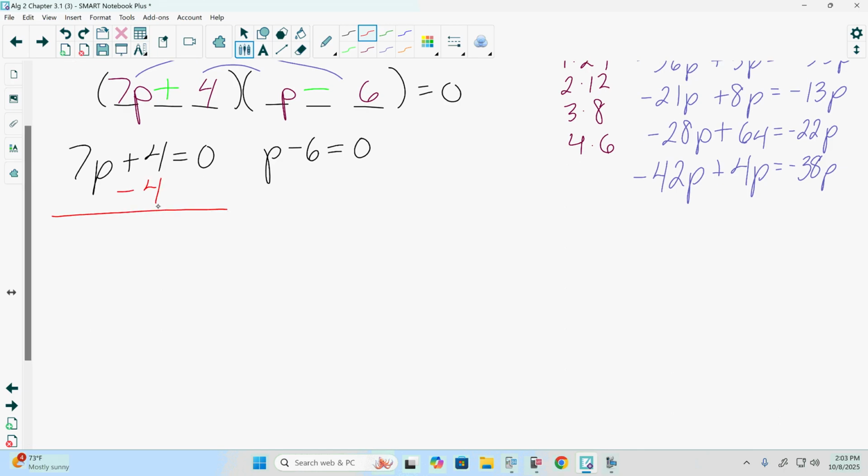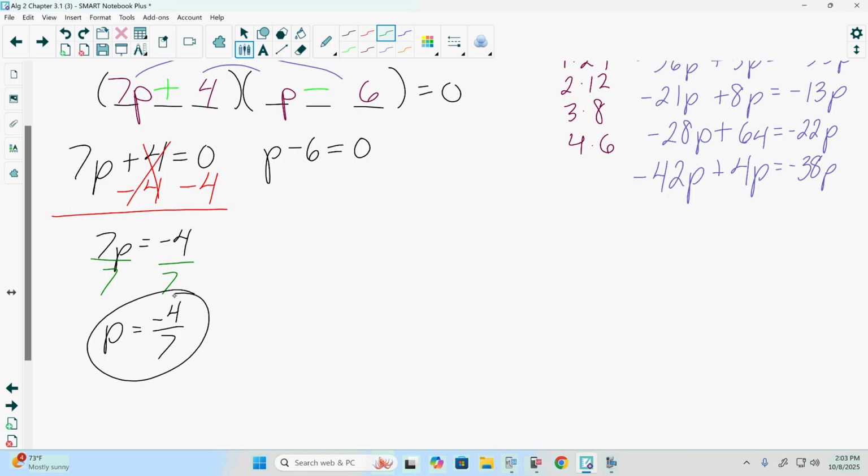So 7p plus 4, the first thing we can do is subtract 4 from both sides, telling us 7p is equal to negative 4. Divide both sides by 7. Negative 4 over 7 doesn't reduce, so we have negative 4/7. With p minus 6, we would add 6 to both sides, telling us p is equal to 6.